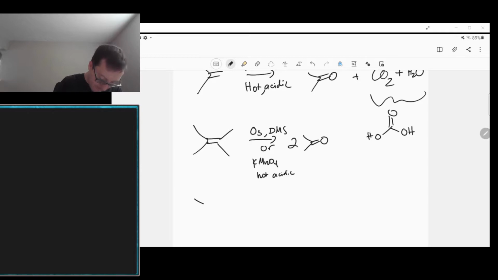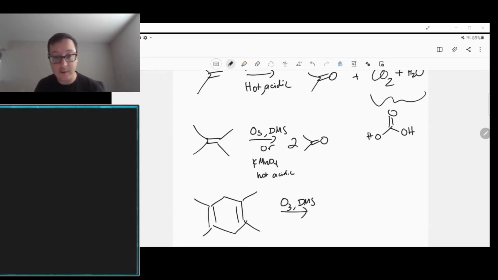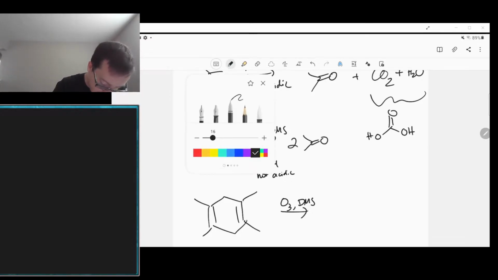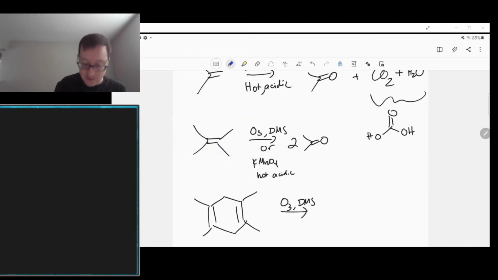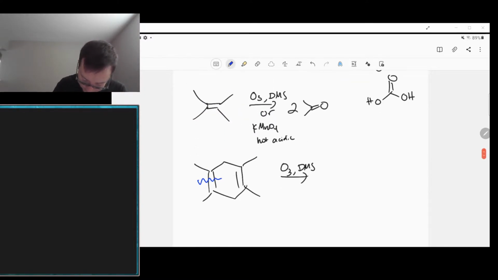So let's do ozone and DMS with this. Let's take a look at what's going to happen. We're going to cleave all of our double bonds, no matter how poorly I've drawn them. We're going to cleave those double bonds, and we're going to replace everything with oxygens. With ozonolysis, if we are producing an aldehyde, we leave it as the aldehyde. So we can go ahead and do that.